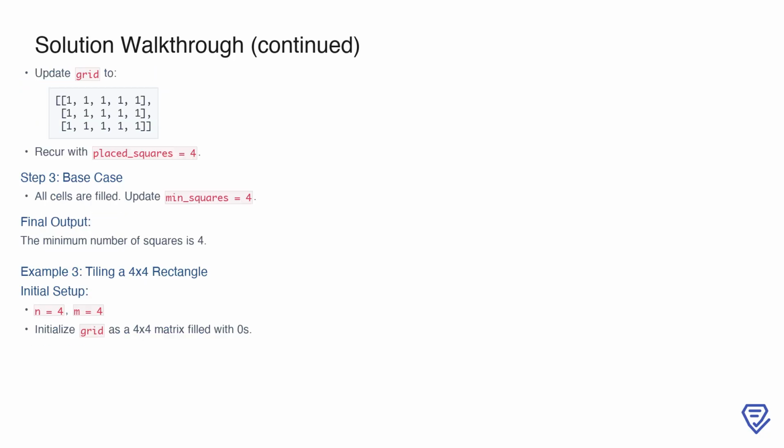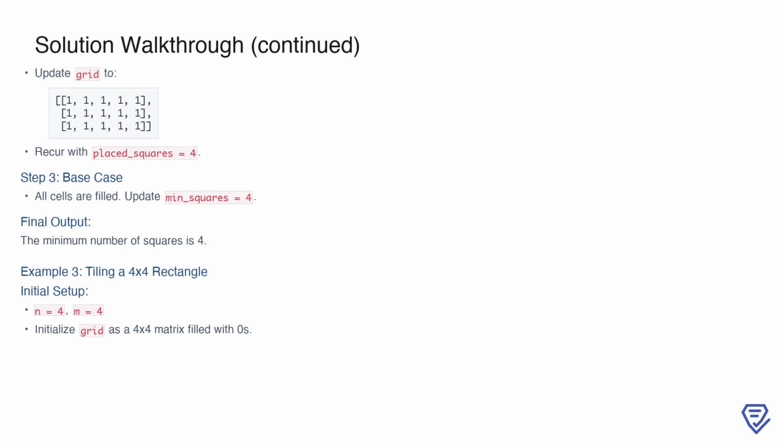After placing the 2 1x1 squares at 2, 3, and 2, 4, the grid is completely filled, and the total count of placed_squares reaches 4. Since all cells are covered, this configuration represents a valid solution. We update min_squares to 4, as it is the fewest number of squares used to tile the 3x5 rectangle.